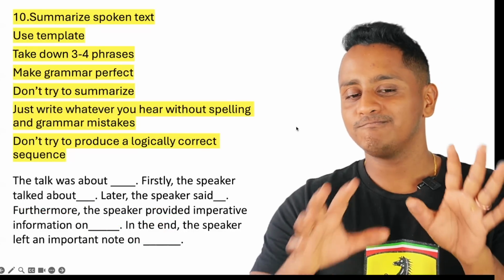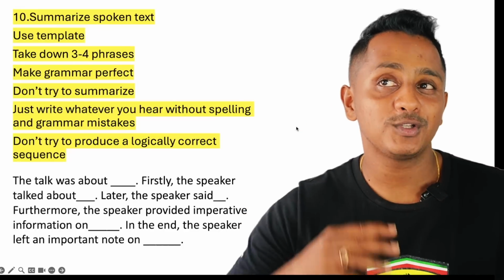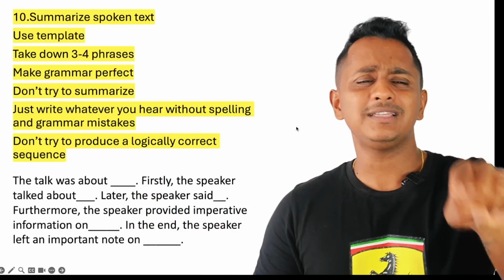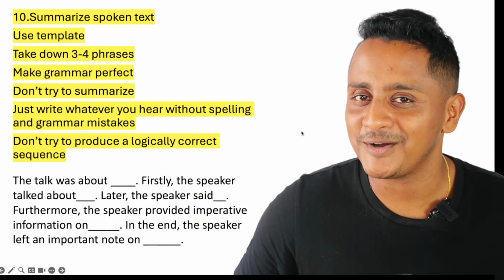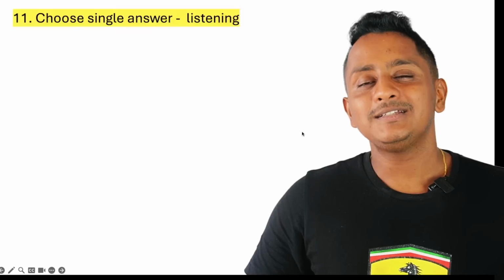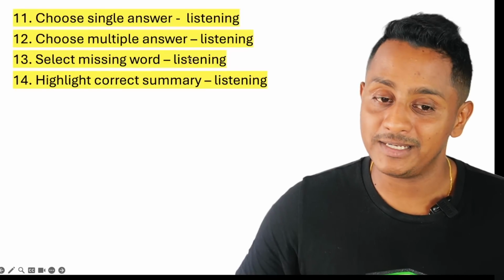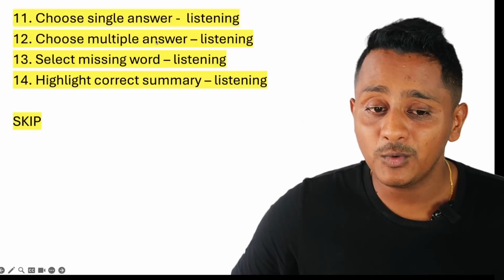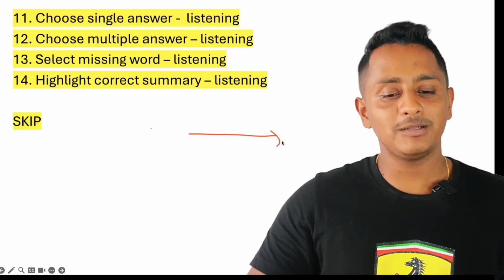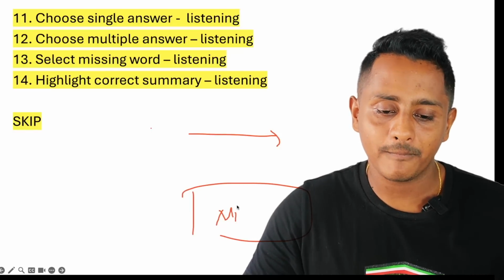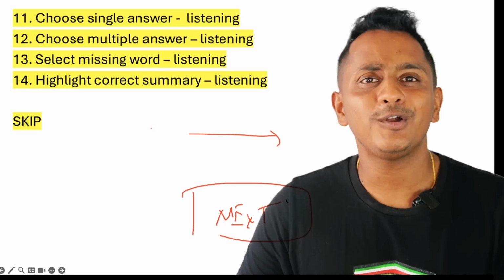I've told you the trick to trick the software here: don't focus too much on the content. You don't have to produce a logically correct sequence. Oh, this is the summary. That word, even if you skip, you'll get the marks. That's exactly what I'm talking about. Choose single answer listening, choose multiple answer listening, select missing word listening, highlight correct summary listening: just skip. Here you cannot just select and click next the moment you see the question, because the next button will not be activated until the audio ends.